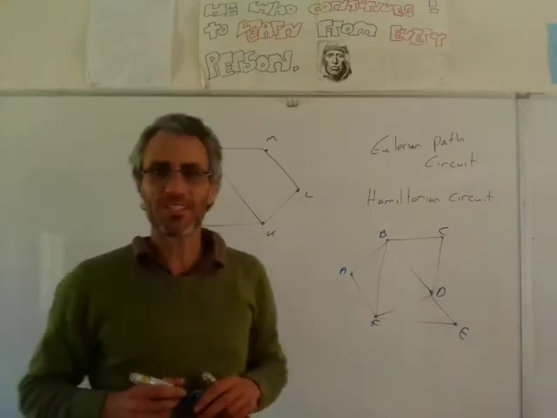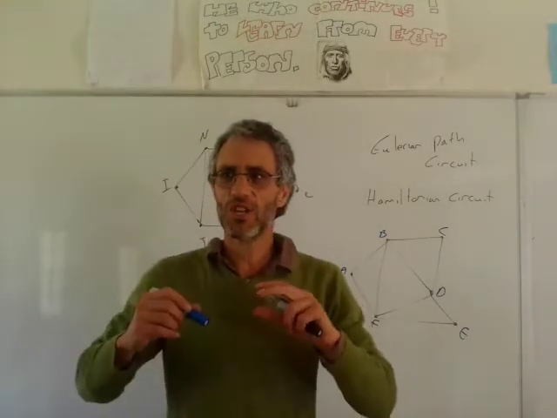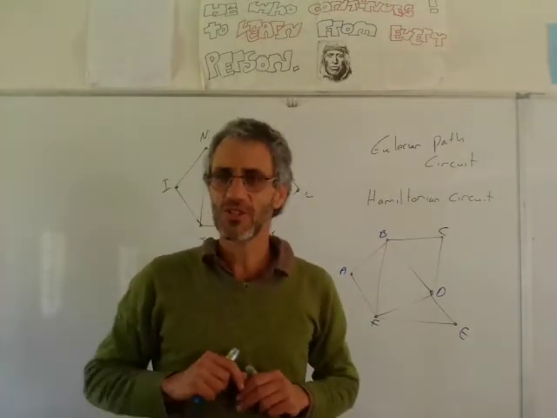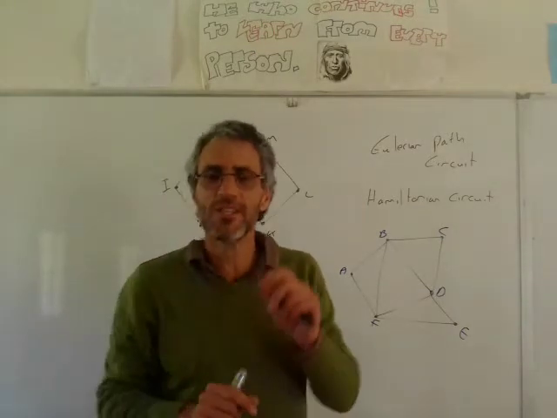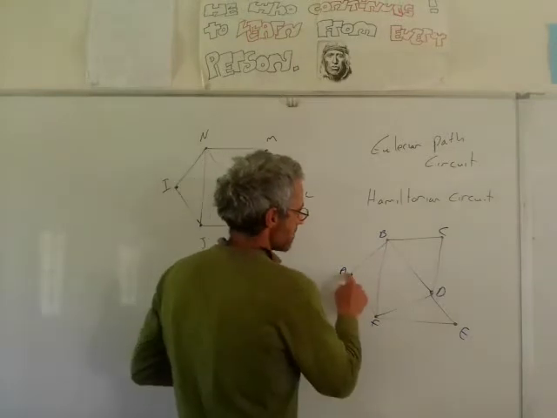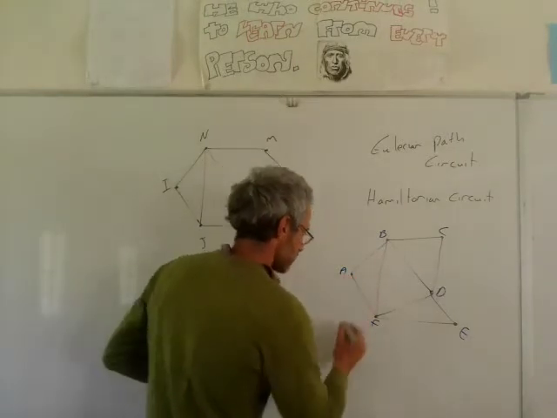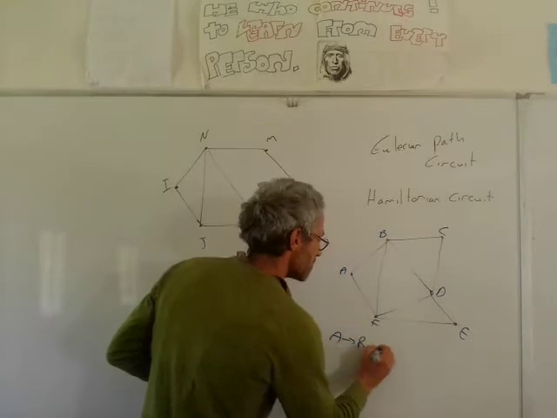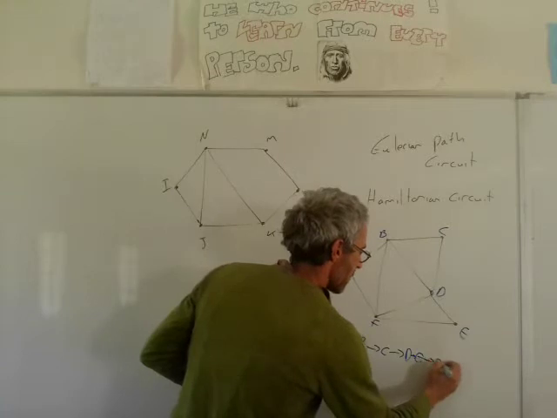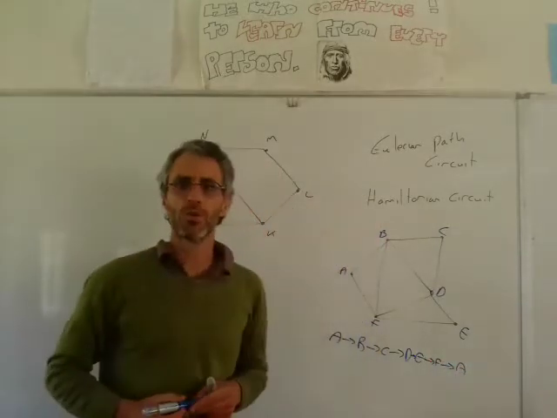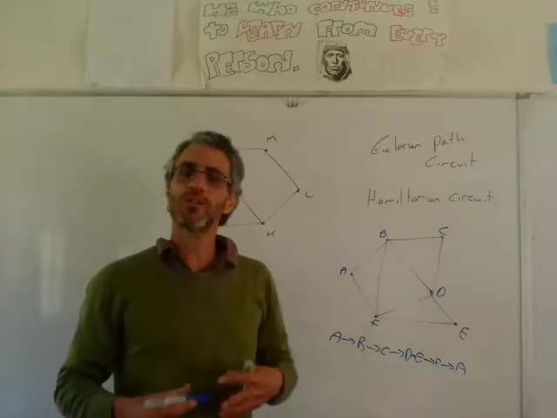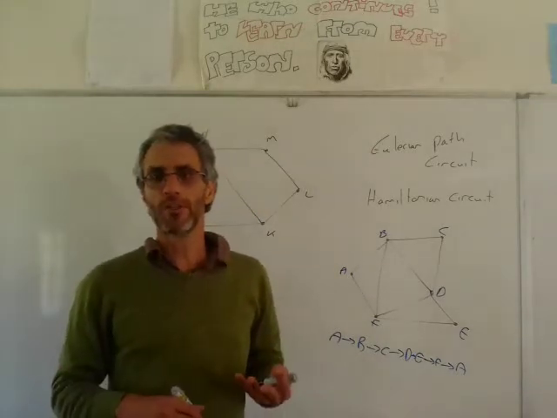So Hamiltonian circuits are basically circuits where you went through each one of the vertices once, and you got to where you started. So if I'm going from A to B, to C, to D, to E, to F, back to A, that's a Hamiltonian circuit. Some graphs will have a Hamiltonian circuit, some graphs will not.